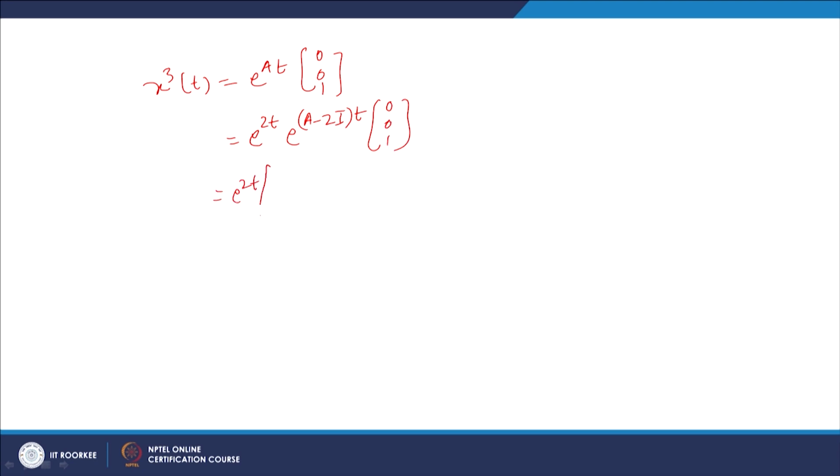and for this we find the third solution, x3(t) equal to e to the power At into b. So we get 0 0 1, and we write it as e to the power 2t e to the power (A minus 2I)t into 0 0 1, and then we write e to the power 2t times [I plus (A minus 2I) t plus (A minus 2I) whole square upon 2 factorial into t square]. Other terms will vanish operating on 0 0 1.